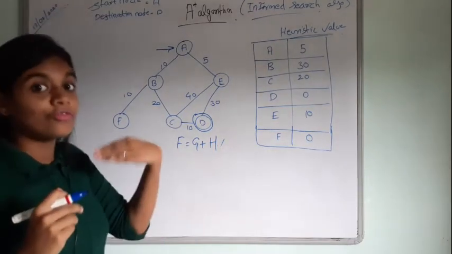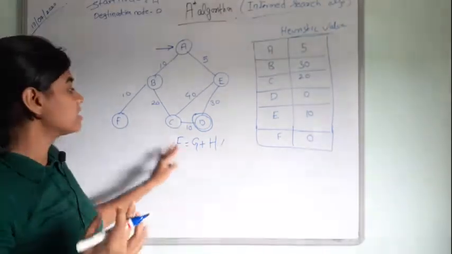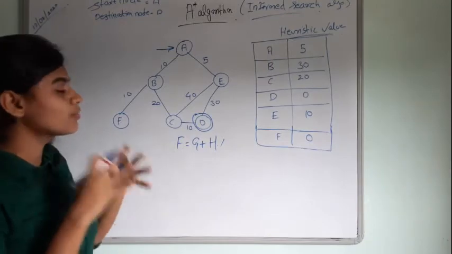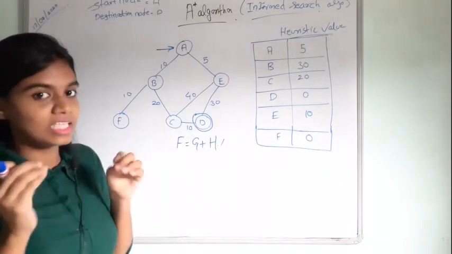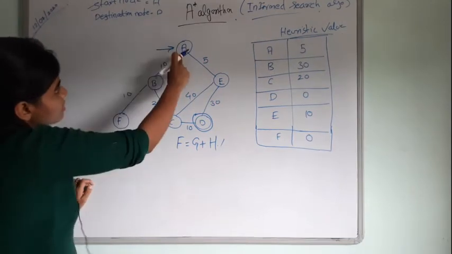I have told you F is the sum of G plus H. It is used to find the optimal solution. So F is responsible for finding the optimal solution, meaning the least path node.